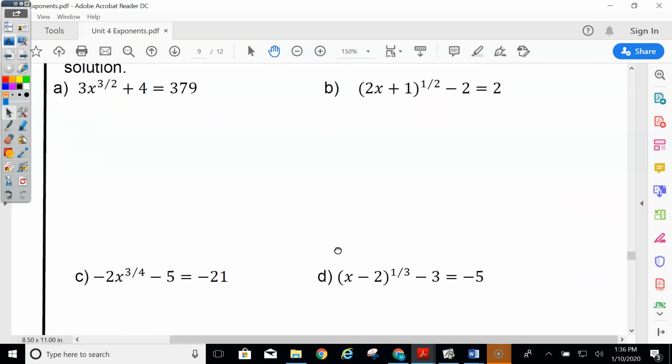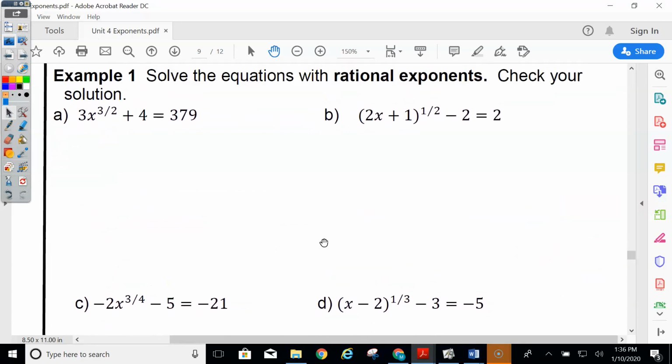Okay, so looking at A and B. I always recommend boxing in the base and the exponent. So here, the base is just the x, and the exponent is 3/2. Over here, the base is the parentheses and the 1/2. That's the part we're trying to get by itself.